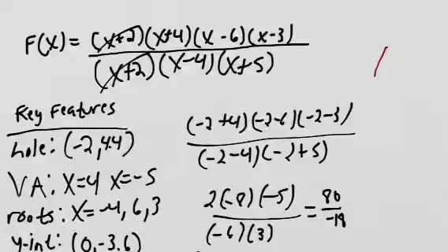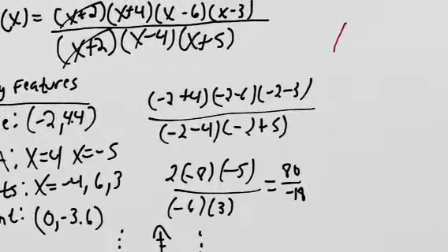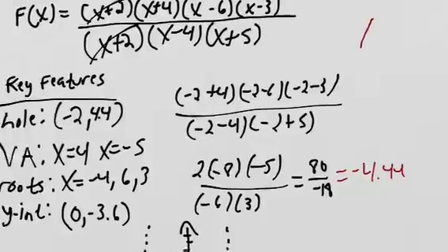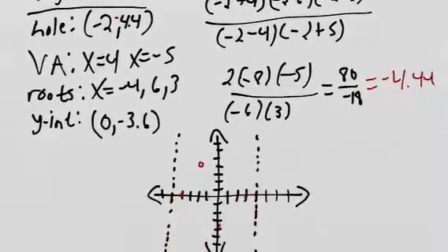The problem is, where's my pen? All right, here we go. This is what happened. We said the hole was at -2, 4.4, but it's 80 divided by -18, which is negative 4.44. Okay, so let's fix this. There should be a negative in here. All right, now let's go fix our graph.